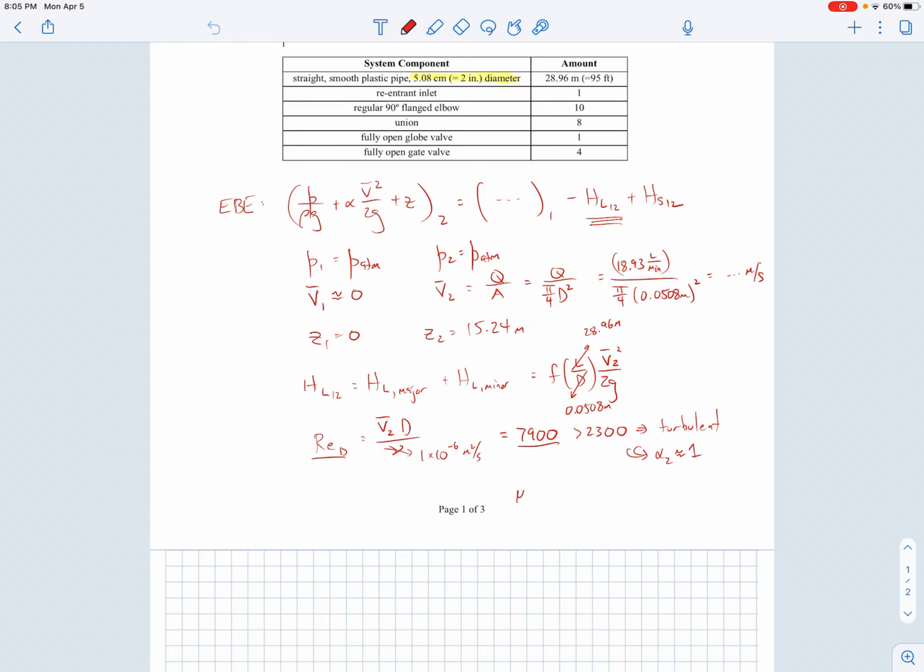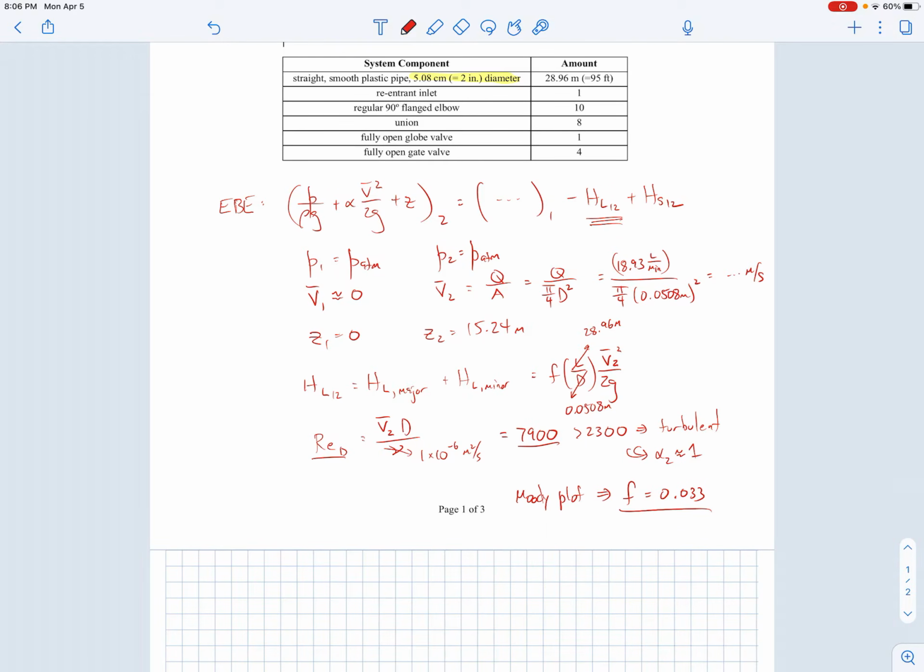So from the Moody plot, we find that the friction factor is about equal to 0.033. Okay, so now we know that value. So now we have everything we need to find the major head loss. Now let's do the minor head loss.